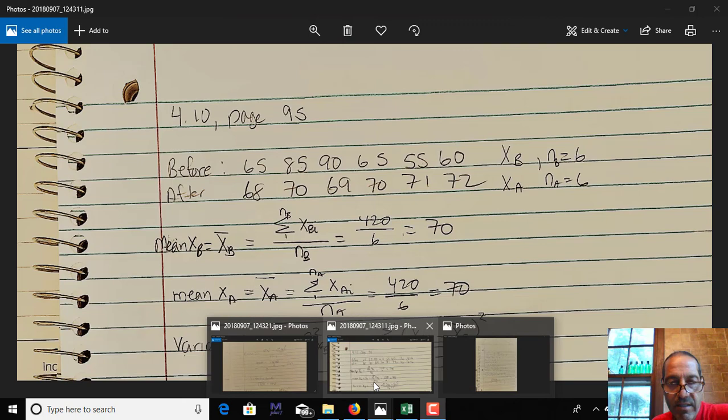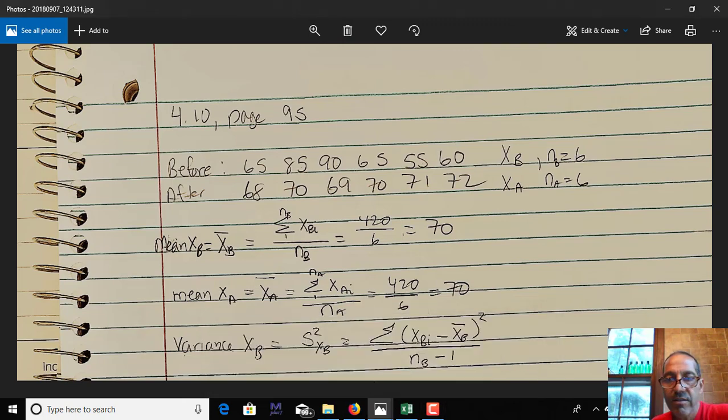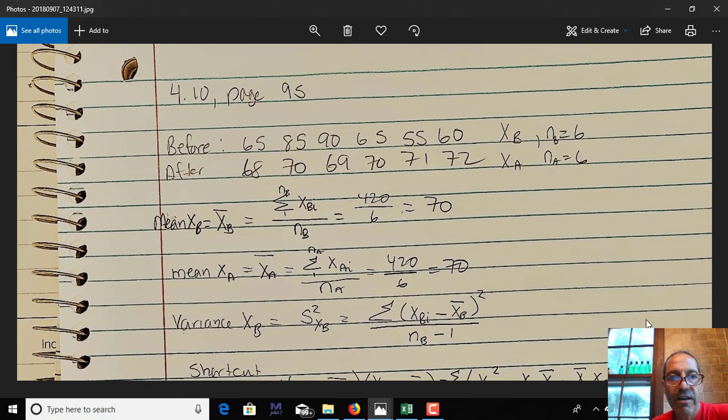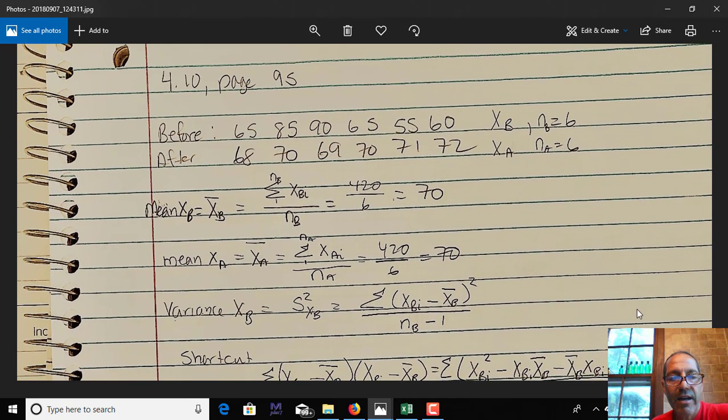Let's move to the next item, 4.10 on page 95. So here we have, this is page 95. It says 4.10, Heart rate. An individual with an irregular heartbeat is given a medication to stabilize his condition. Heart rate beats per minute before and after treatment are shown here. Okay, those are the values.